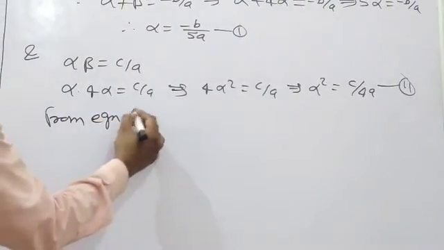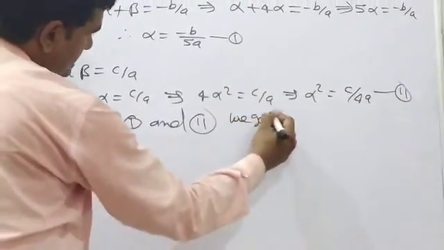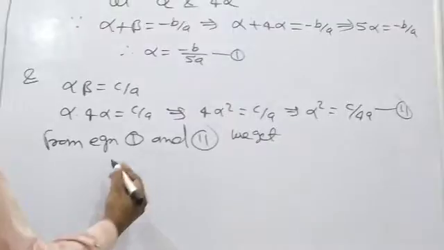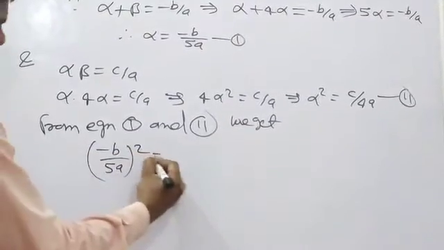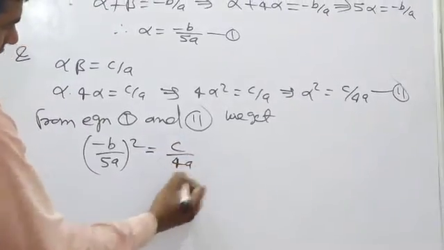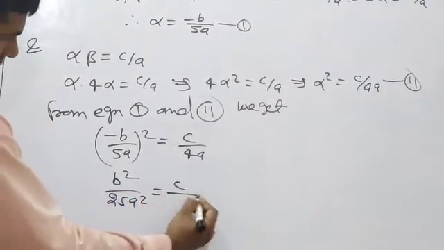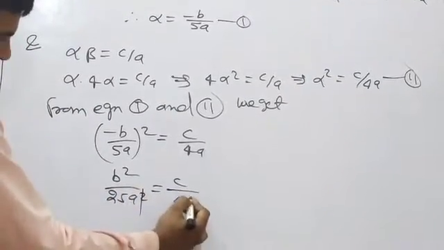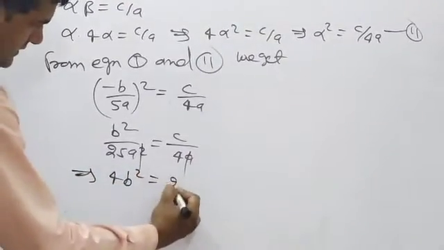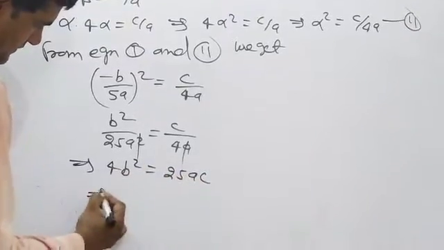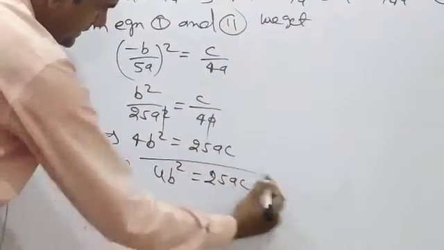From equation first and second we get alpha is equal to, minus b upon 5a whole square is equal to c upon 4a, and b square upon 25a square is equal to c by 4a. A square means a cancels here, and 4b square is equal to 25ac. Then 4b square is equal to 25ac. Clear?